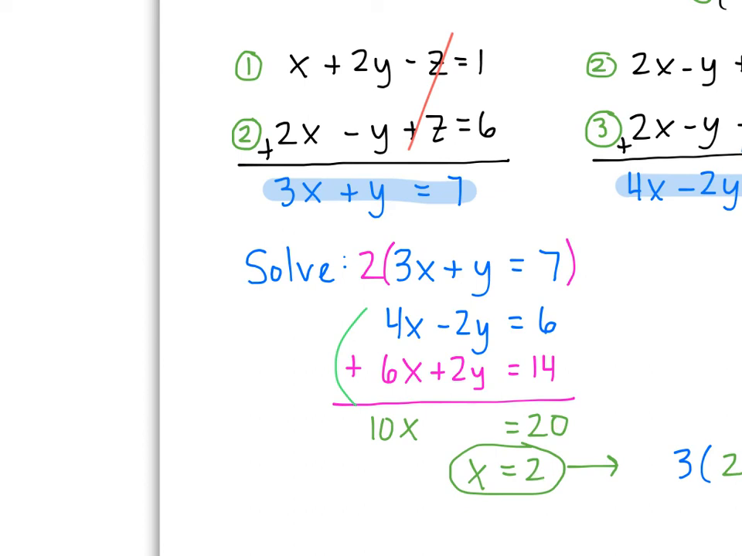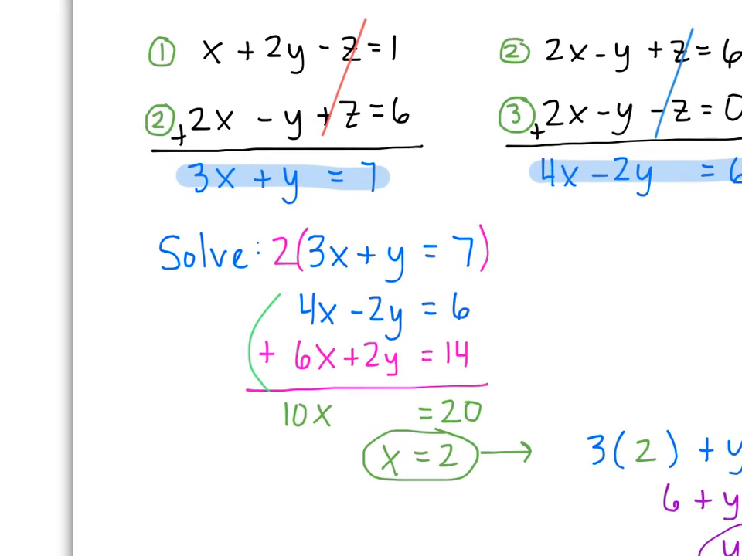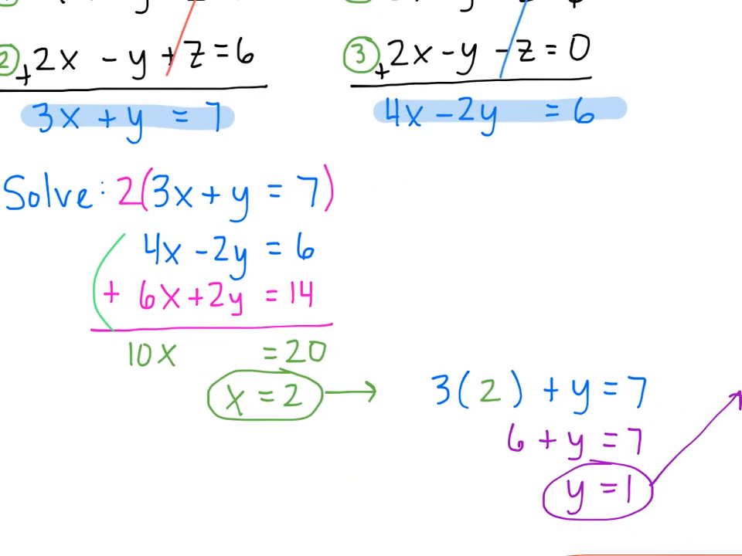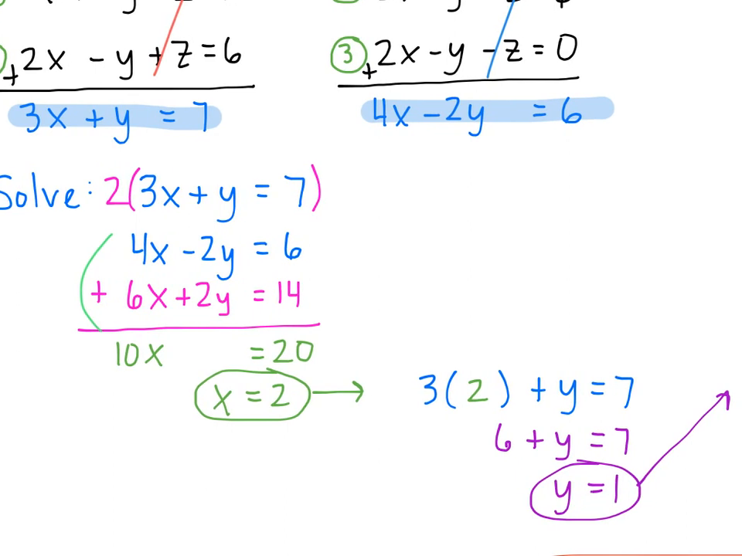Since x is 2, we can now substitute into one of these blue equations that we have, and we can solve for what y is equal to. So I plugged into this top equation here, 3 times 2 plus y equals 7. So we get y to be 1. So now I have 2 of the 3 variables.